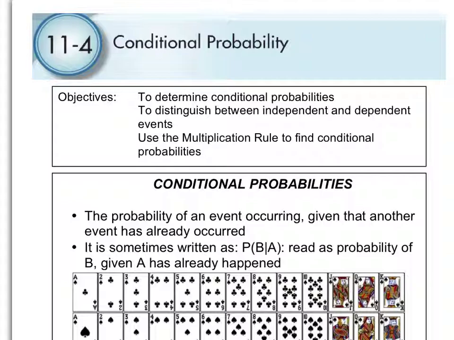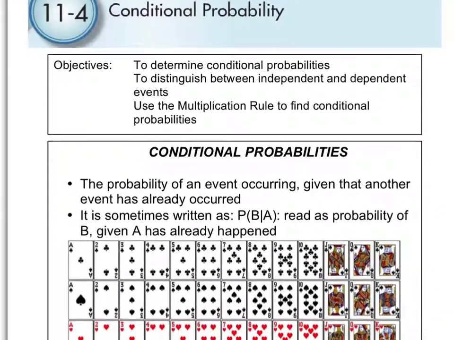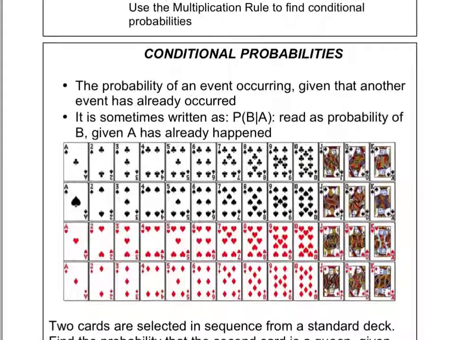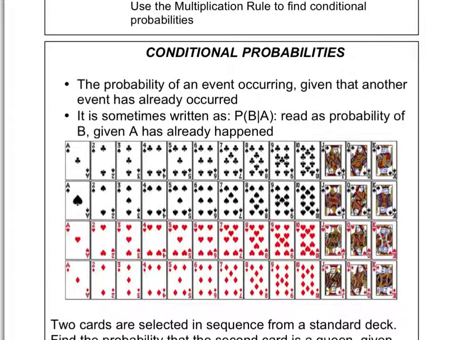Now, we talked about simple probabilities in the last section. Well, conditional probabilities are a little bit different. Conditional means usually there's some kind of condition to it. What that means is that there's one thing that happens that affects the other, or it may not affect the other. Okay? So, conditional probability is the probability of an event occurring given that another event has already occurred. It's sometimes written as P, parentheses, B, a line, A. That's read as the probability of B given that A has already happened.